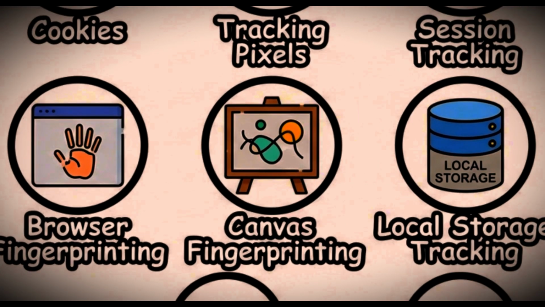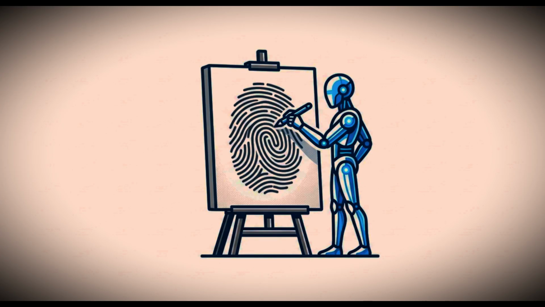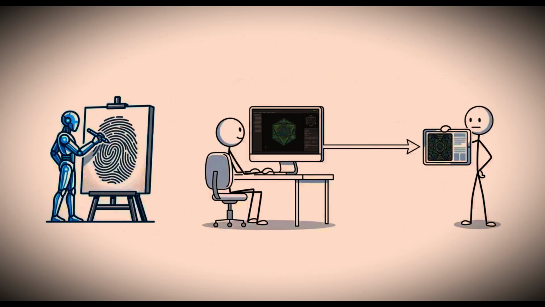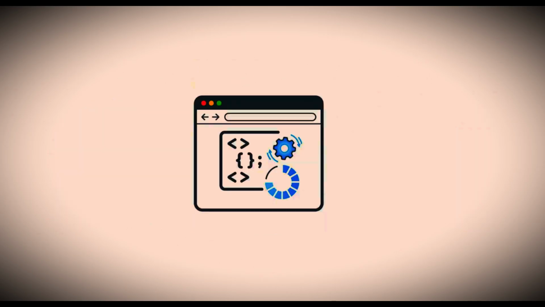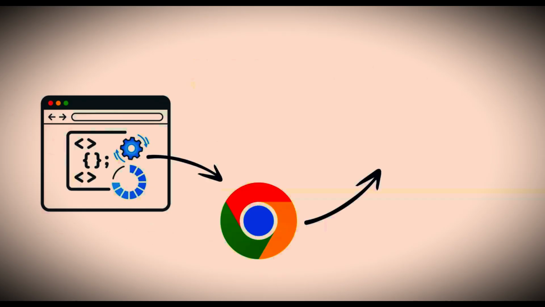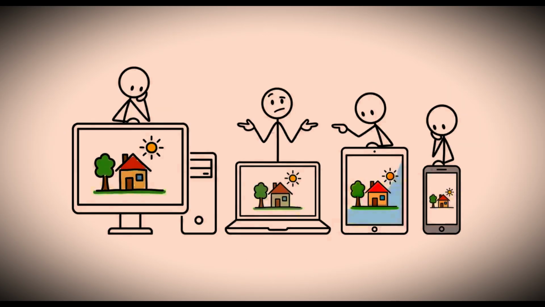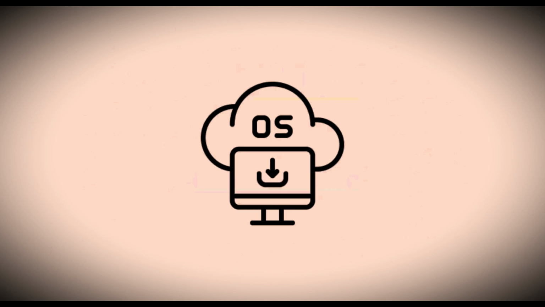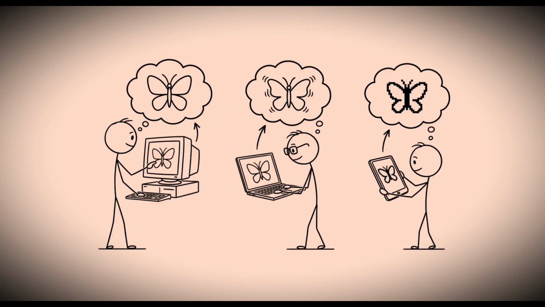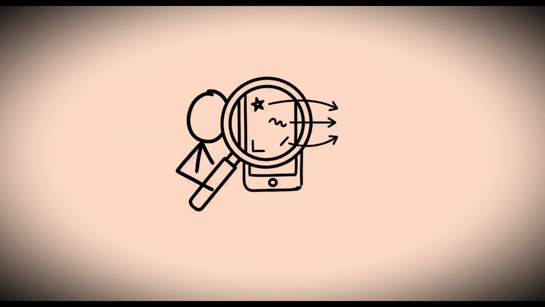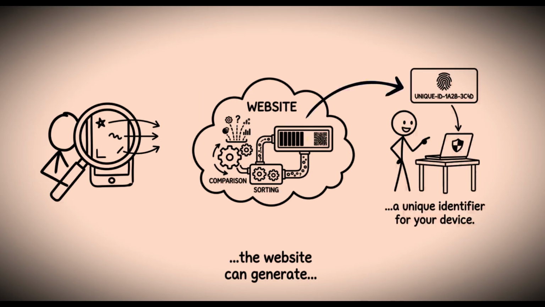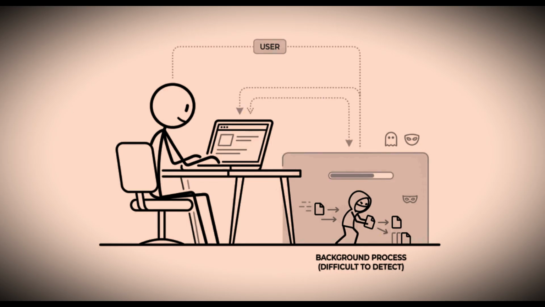Canvas fingerprinting. Canvas fingerprinting is a special type of browser fingerprinting that uses your device's graphics system. When a website runs a small script, it asks your browser to draw a hidden graphic using the HTML5 canvas feature. Because every device processes graphics slightly differently depending on hardware, drivers, and operating system, the final image produced can vary from device to device. By analyzing these subtle differences, the website can generate a unique identifier for your device. This method is difficult to detect because the process happens silently in the background.